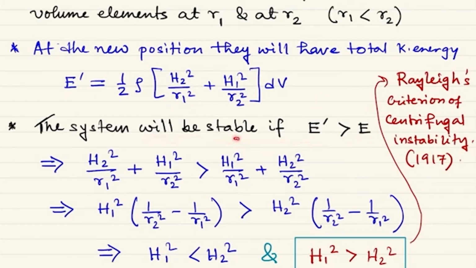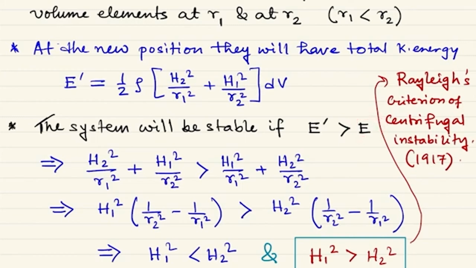So for stability, this can be confusing sometimes. When we talk about stability here, that means stability with respect to the differential rotation. For our system, stability will be attained if the energy in the final state is greater than the energy in the initial state, because we want the system to get back to its initial state, and that should be the state with less energy.